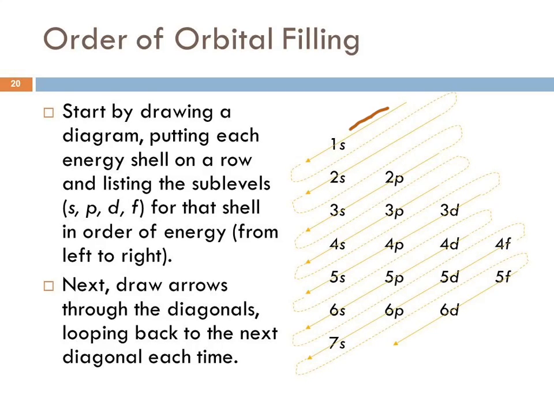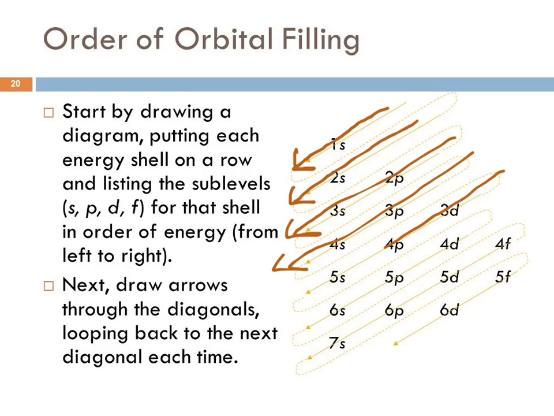So you're going to go like this, and then you jump back up here, and you go here, and then you go there, and there. You get the idea? So it's going to be in order 1s, 2s, 2p, 3s, 3p, 4s, 3d, 4p, 5s, 4d, 5p, 6s. That's one way to do it.